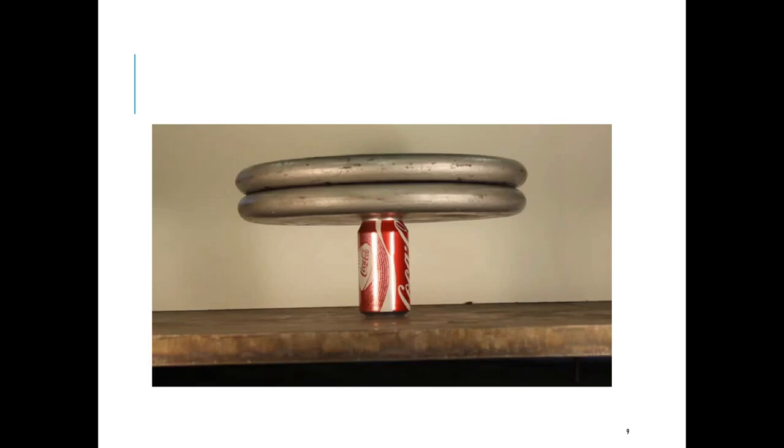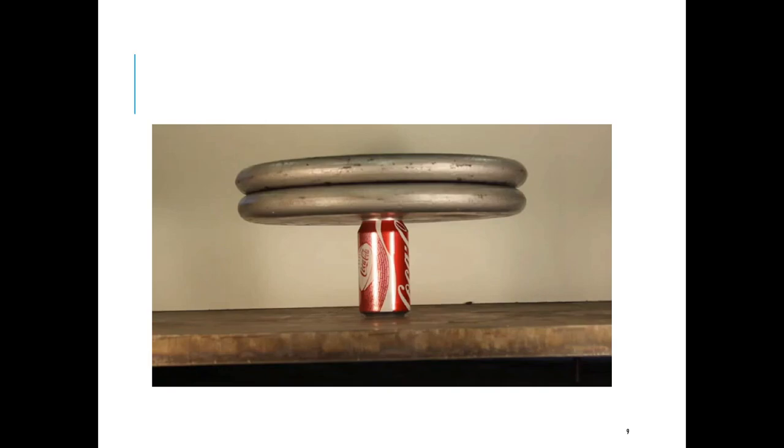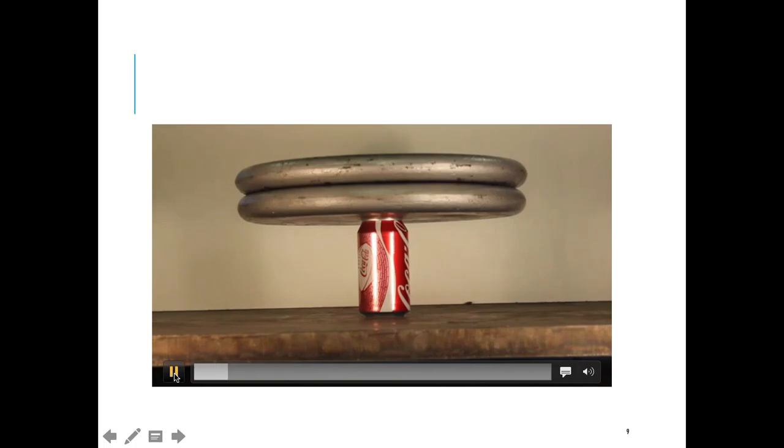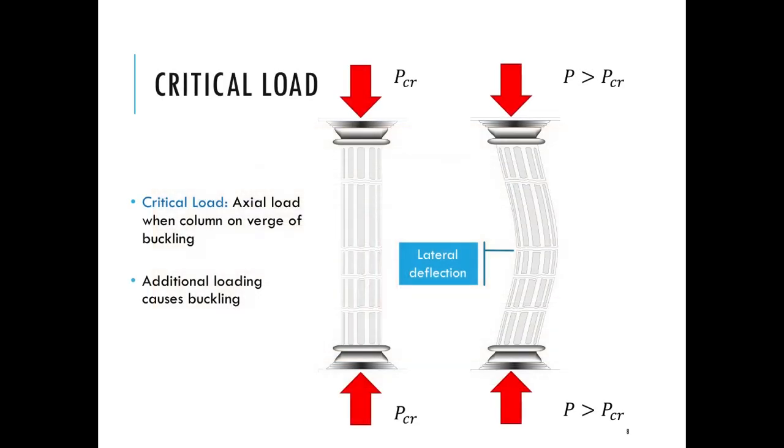If it was less than P critical, then it would basically remain in this equilibrium position, whereas if it was larger than P critical, then some unstable displacements would occur. So let's take a look. My small disturbance is being represented by this Q-tip. And clearly right here, our applied load was larger than P critical, such that the disturbance leads to buckling of the system. Now, one important thing to note here is that this disturbance is not the important thing.